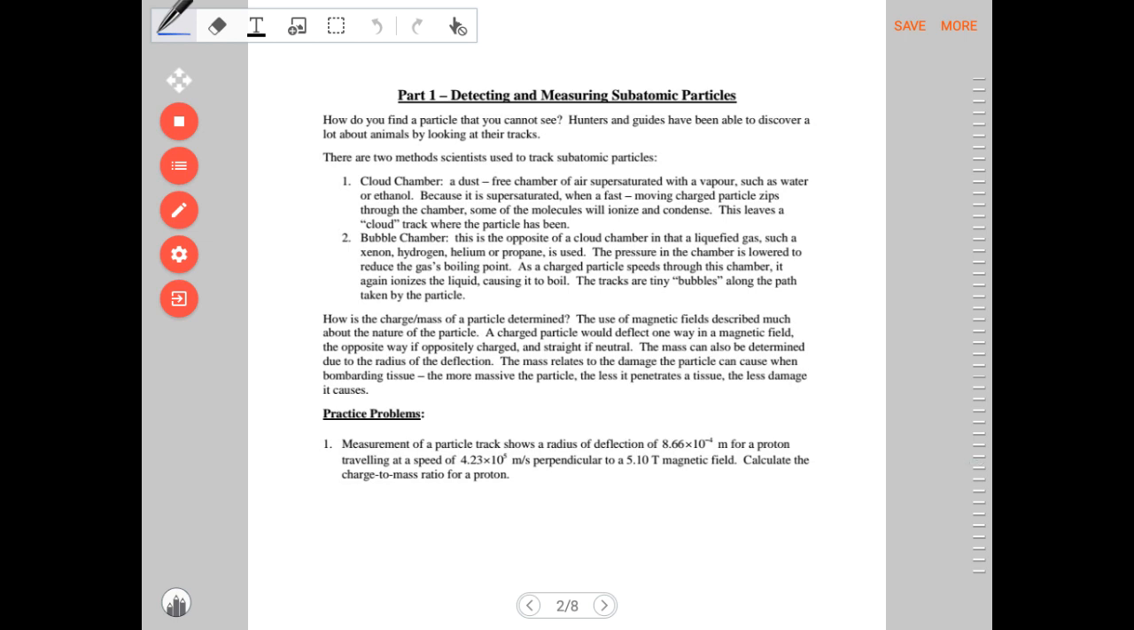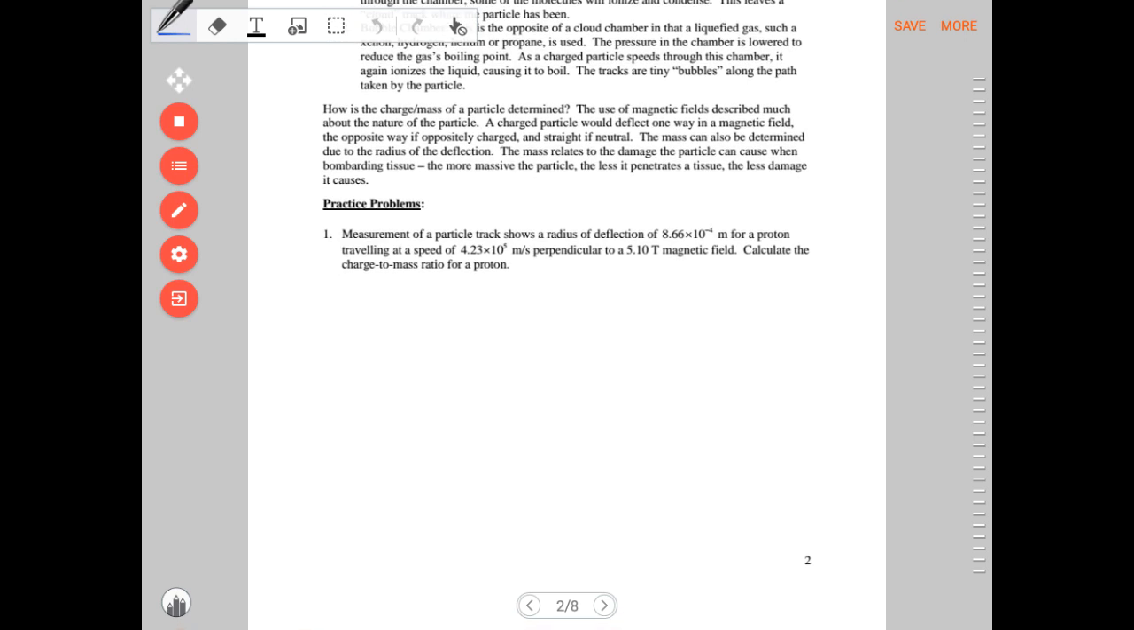All right, so let's have a look at some of the practice problems for this. This particular section deals with things we've seen before. So let's just have a look. Measurement of a particle track shows a radius of deflection of 8.66 times 10 to the negative 4 meters for a proton traveling at that speed, perpendicular to a 5.10 Tesla magnetic field. Calculate the charge to mass ratio for a proton. So here we talk about a radius of deflection in a magnetic field.